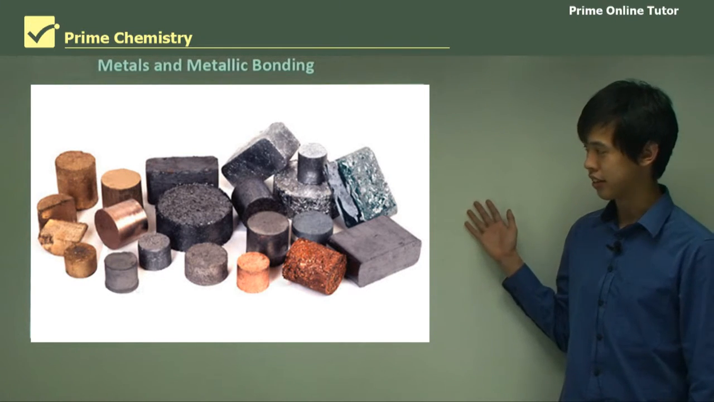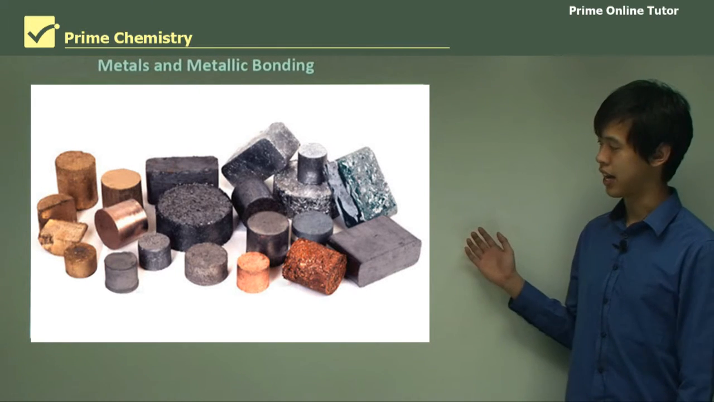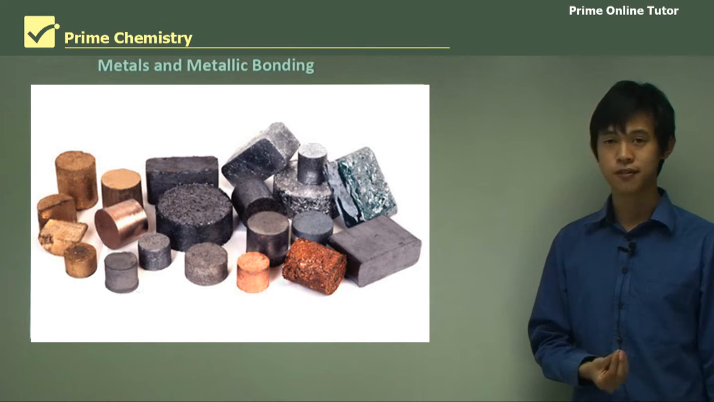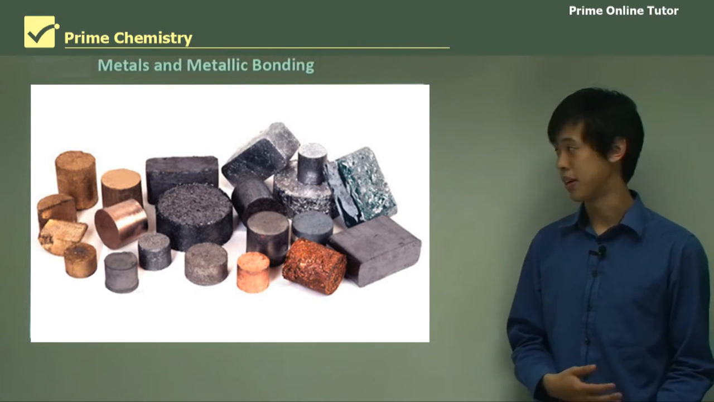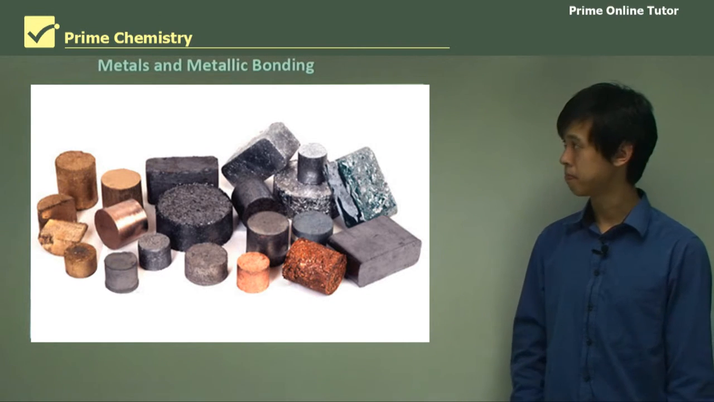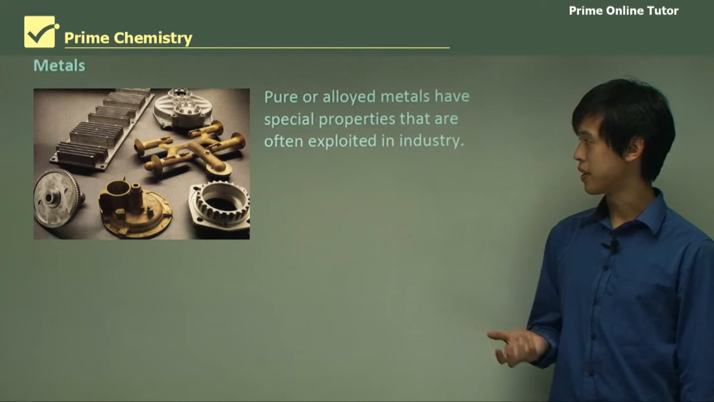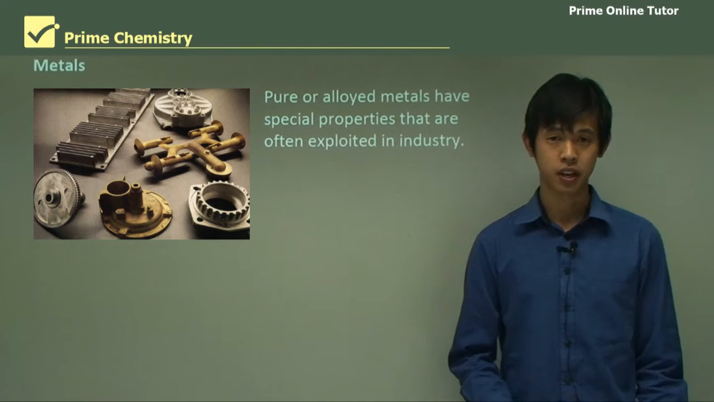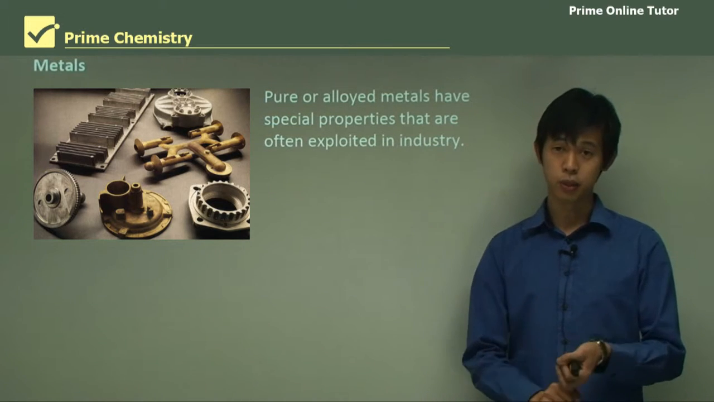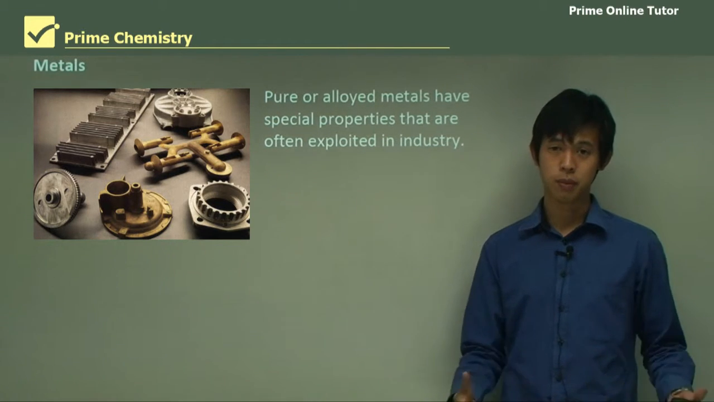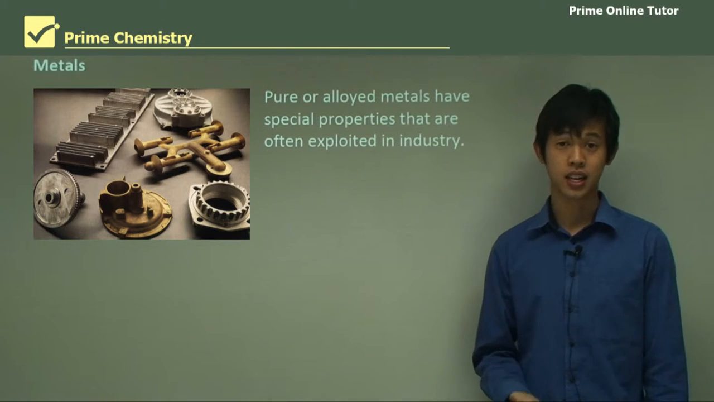Here we have a variety of metals. Hopefully you can recognize some of them. You can see that some of them are different, but the properties we're going to talk about will all be the same among most of these metals. Pure and alloyed metals have special properties that are often exploited in industry. That's pretty obvious. We see metals used all the time: cars, building structures, you name it, it's probably made out of metal. The reason is they have special properties that allow us to do things.